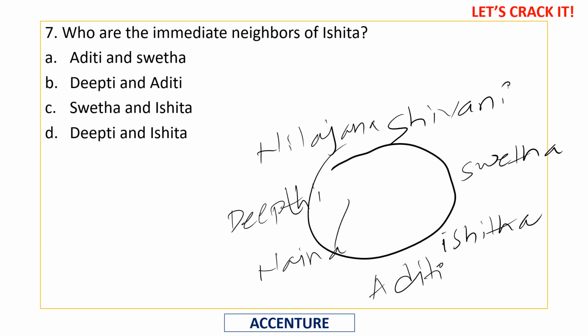And moving on to the next question, based on the same information, who are the immediate neighbors of Ishita? So if we consider Ishita, here it is Ishita, the neighbors are Aditi and Shweta. So here Ishita is sitting, and on the left side Aditi and the right side Shweta. So option A is the correct answer. So guys, it is very simple once you deduce the relationship between the information given.